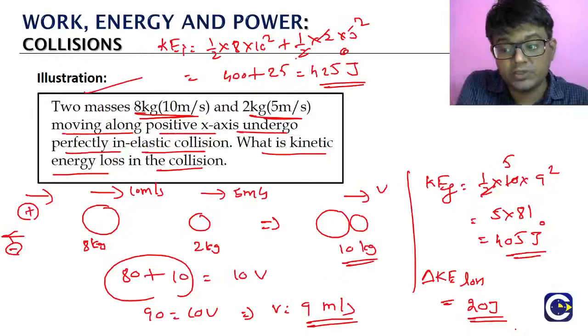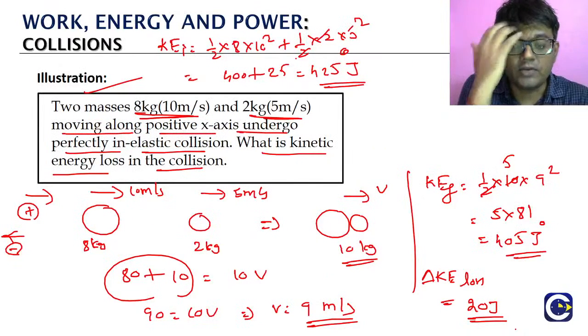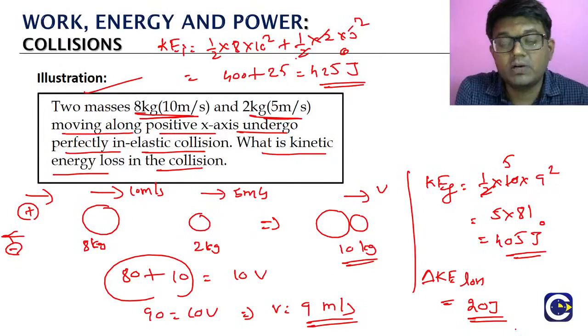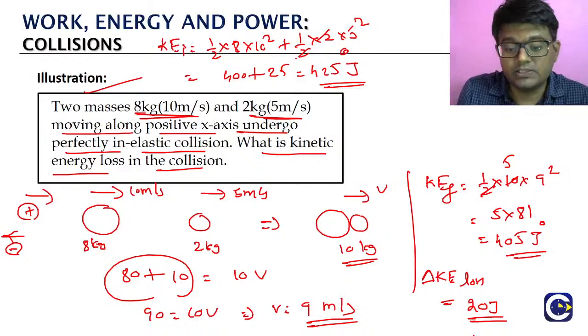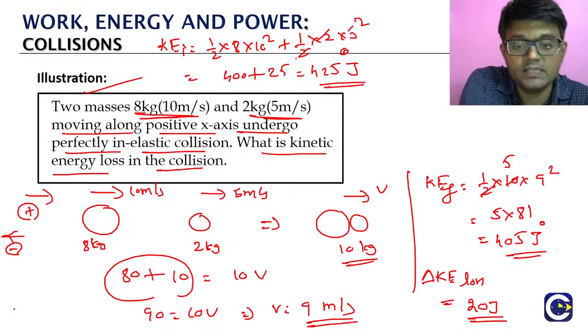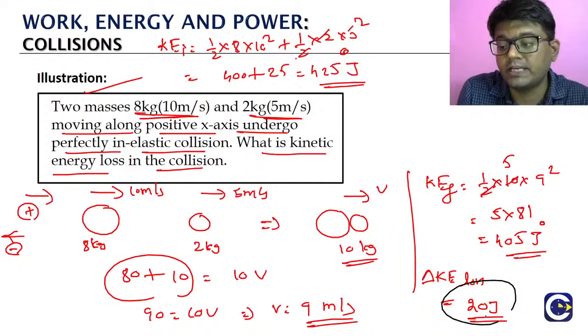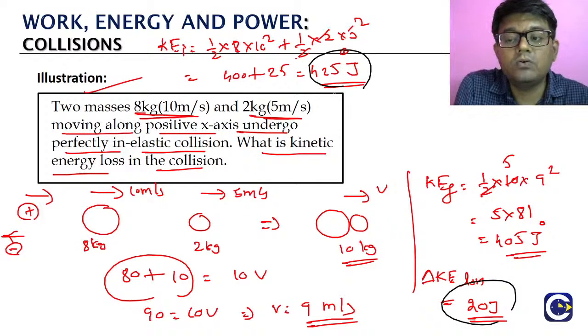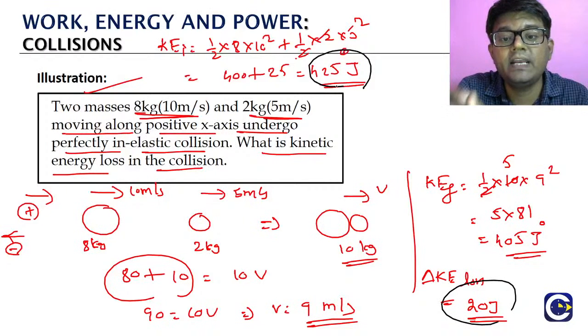In the previous question, if you try to calculate the percentage energy loss, what is it? Energy loss is how much? The previous case, what is the energy loss? 25, right? So look at this. This is the previous problem that we solved, right? Energy loss is what, 20, divided by original energy is what, 425. So the percentage loss will be very less.